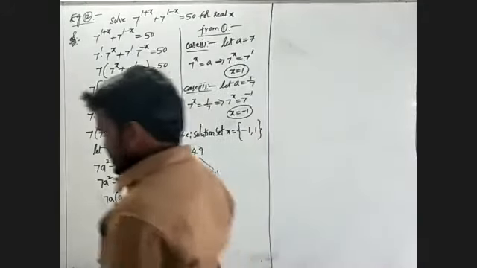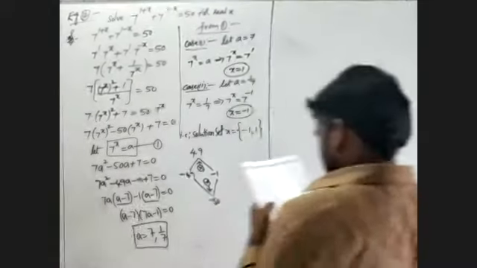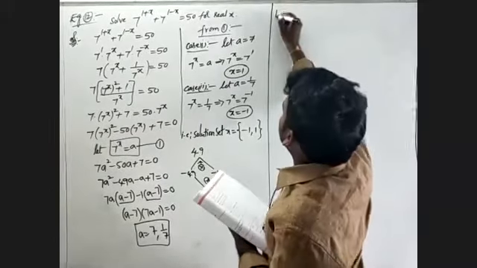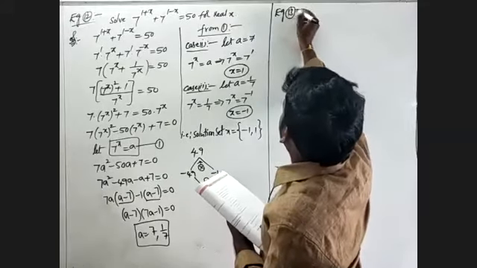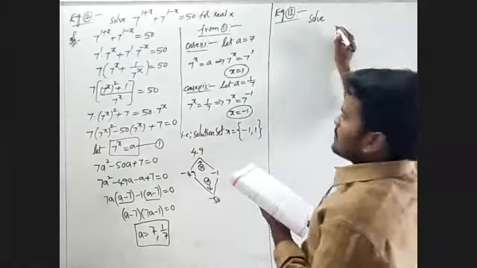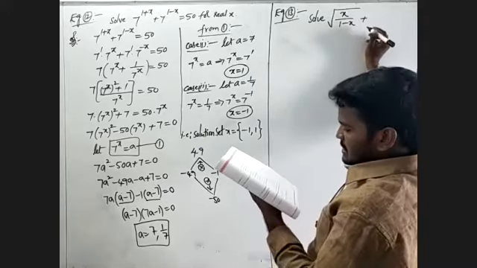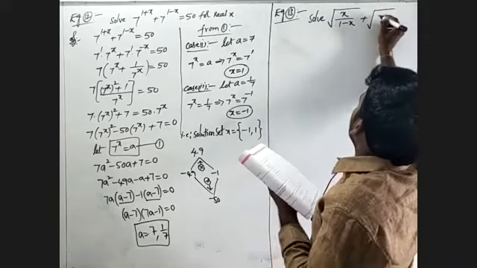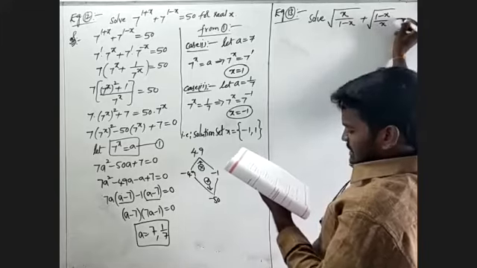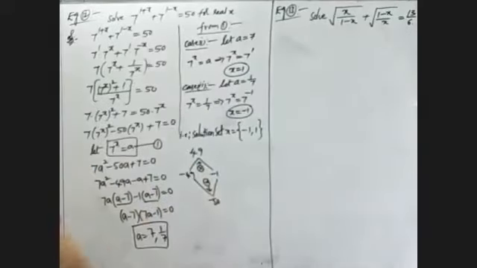Now I am going to the next example. Example 13. Solve: root of x by 1 minus x plus root of 1 minus x by x is equal to 13 by 6.